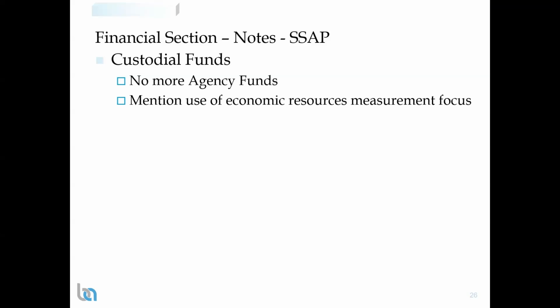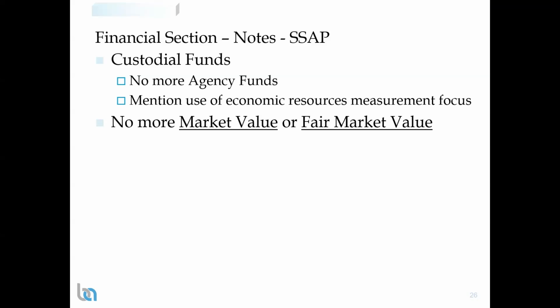Also the disclosures. Disclosures still refer to agency funds sometimes. You just want to make sure you clean that up. You need to mention that they use the economic resource measurement focus. Market value, fair market value, those are no longer used. You would use fair value.